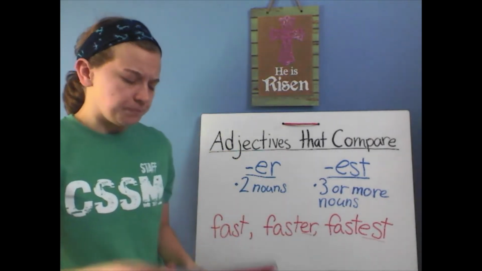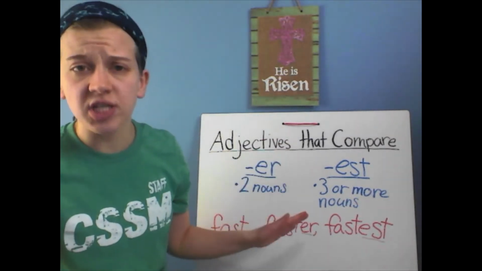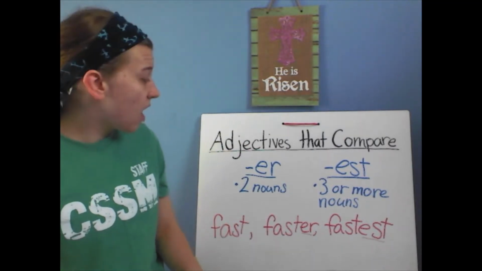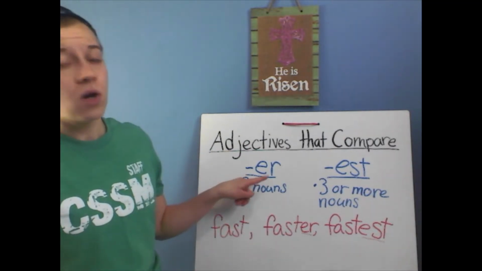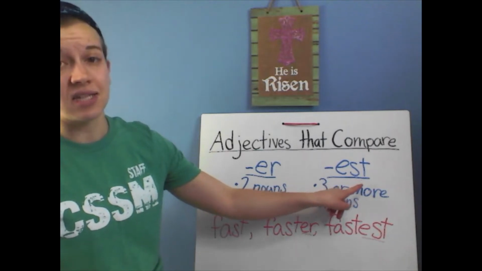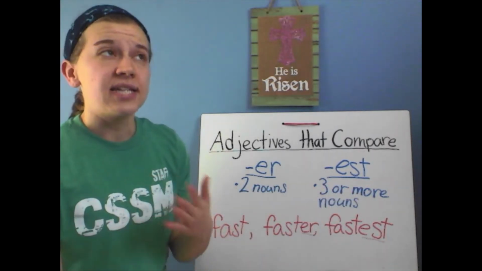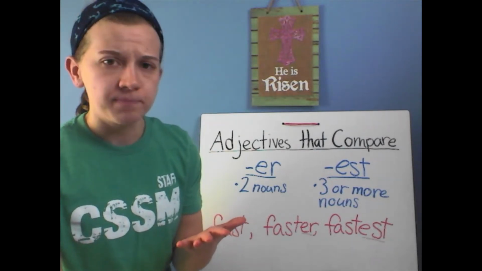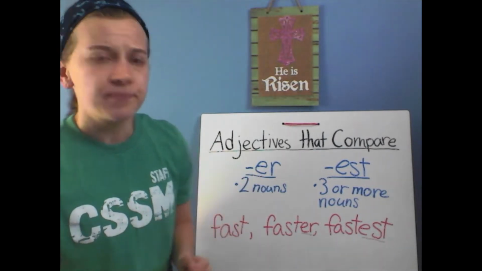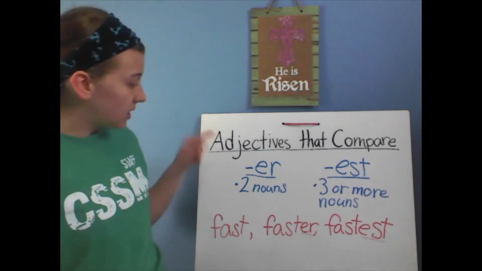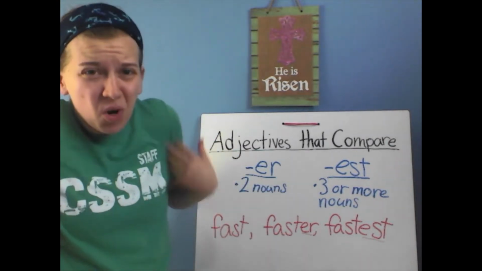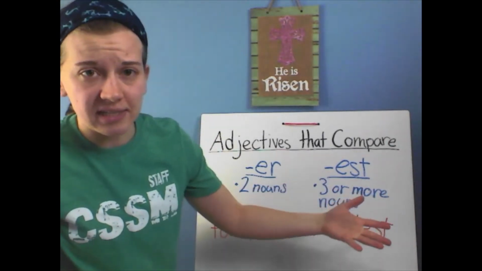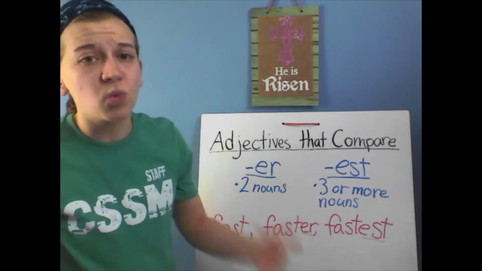All right, so when we use an adjective that compares, we often add an ER or an EST to the end. So, let's say our adjective is, what did I say before? Wet, right? So if someone's wet, someone might be wetter. They might be more wet. And then someone might be the wettest. All right? They might have the most water on them.